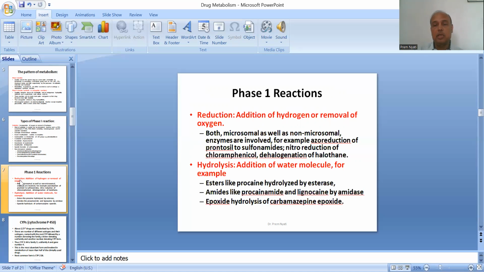That is hydrolysis, where there is addition of water molecule, example esters like procaine, hydrolyzed by esterase, amides like procainamide and lidocaine by amidase, epoxide hydrolysis of carbamazepine epoxide.